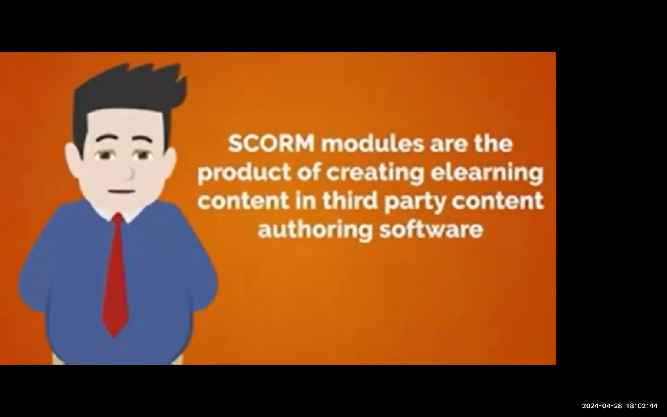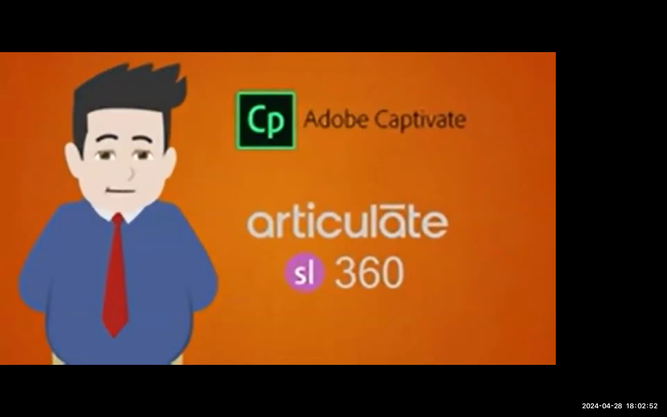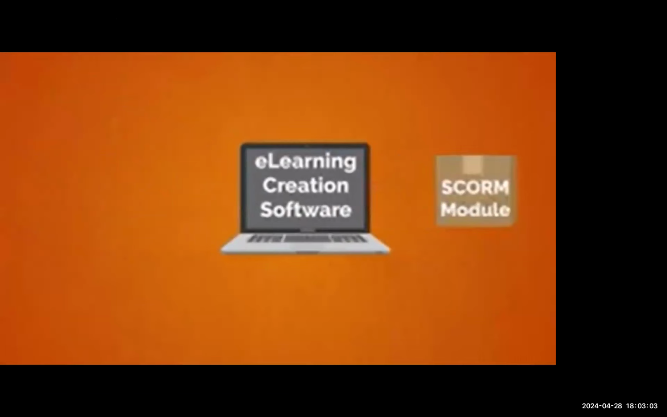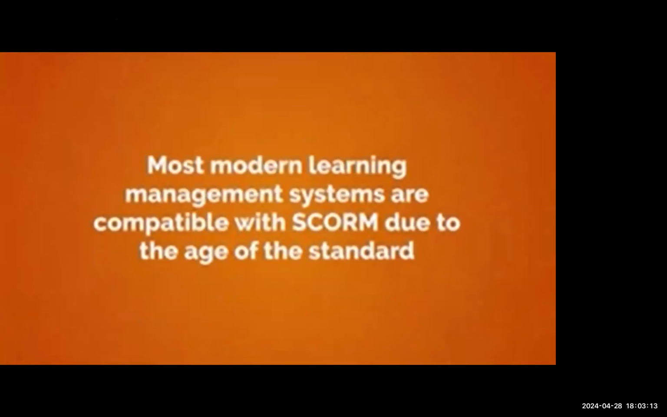How is a SCORM module created? SCORM modules are a product of creating e-learning in a third-party content creation software such as Adobe Captivate or Articulate Storyline 360. The e-learning course, with all of its interactivity, videos, and textual information, is built in the software, and then when it's finished, it is saved as a SCORM module. The software adds some files to the package that make sure it communicates with the learning management system, and then the finished SCORM module can be uploaded into any LMS that is compatible with SCORM. And these days, most learning management systems are compatible with SCORM because the standard has been around for quite a while. This leads us to our next question.